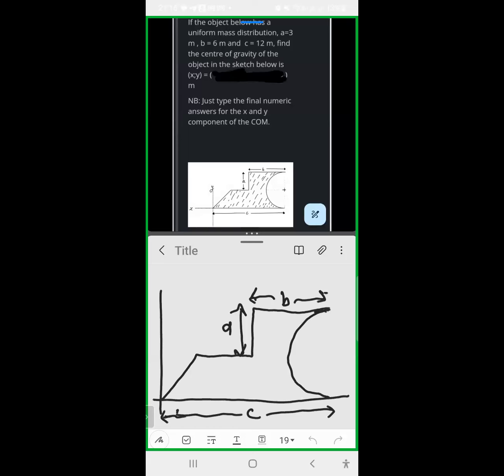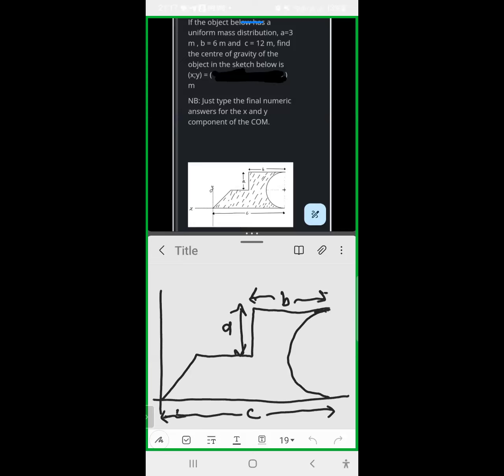The first thing that you need to do when given a problem like this is to break your sketch into different shapes, which will make it easier for you to determine the center of mass. After breaking the sketch into different shapes, you're going to determine the center of mass for each shape, and then find the sum and divide by the total mass, and that is going to give you the center of mass of the whole system.